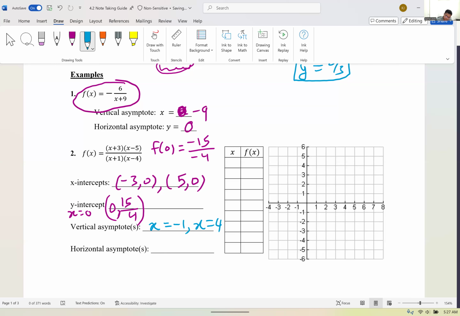And horizontal asymptote is, you have not added plus anything, right? Nothing has been added separately to the function value. So it is still y equals, oh no, I'm sorry, I should not say y equals 0. Here's the thing. What happens in the long run, right?